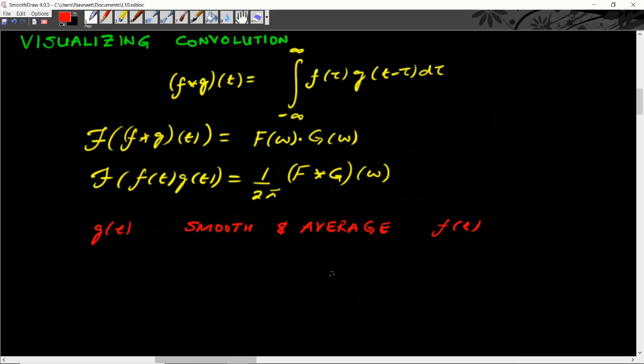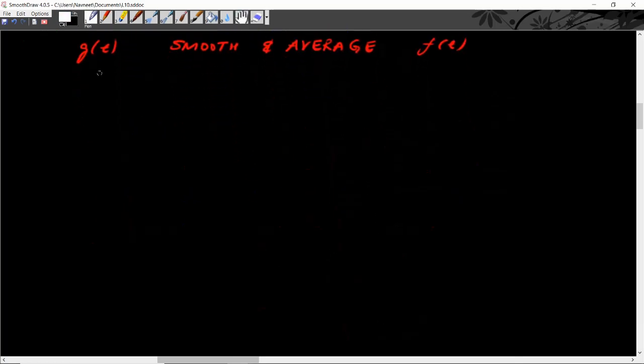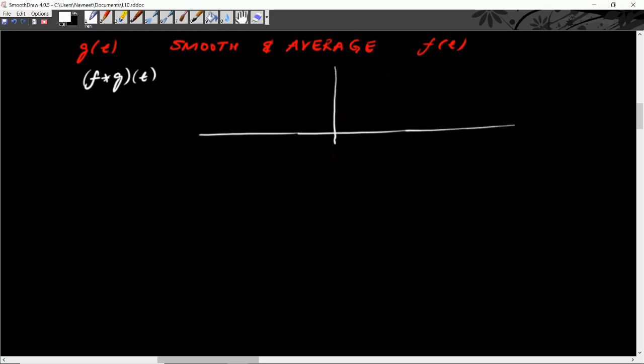To see why this is the case, let us consider convolution of two functions f and g in time domain. Let us say that we have this function f of t that is some noisy signal that consists of some true signal with overriding random noise. So let's say that the signal is something like this.